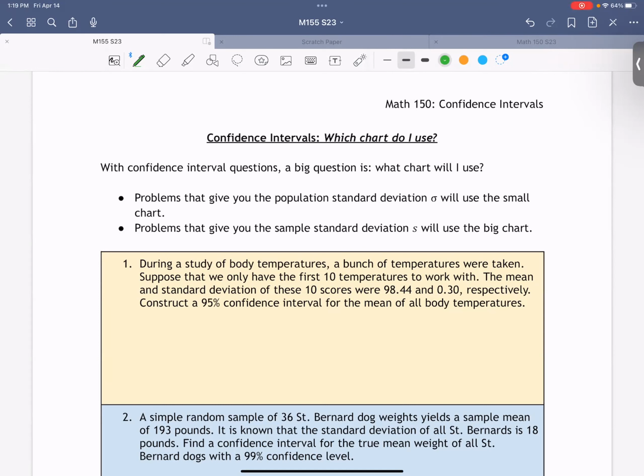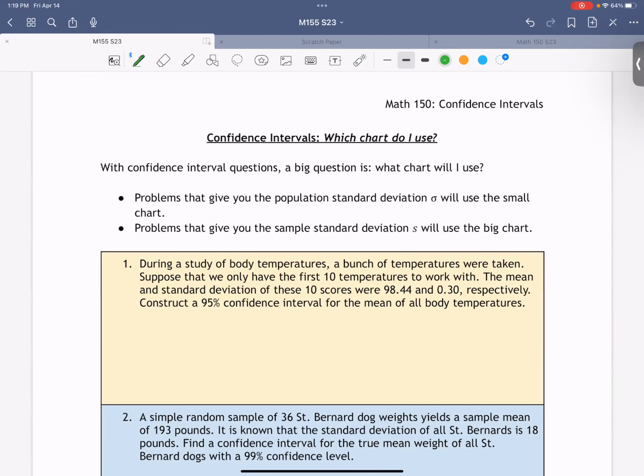Do I use the small chart? And how do I tell how to do that, right? Now, the only difference between the two questions that you see, big chart versus small chart, lies in the standard deviation. For the questions we've been working on so far, like today, we worked on a question involving the sample standard deviation. When we're given the sample standard deviation, you use the big chart.